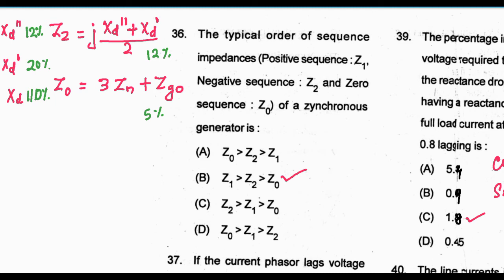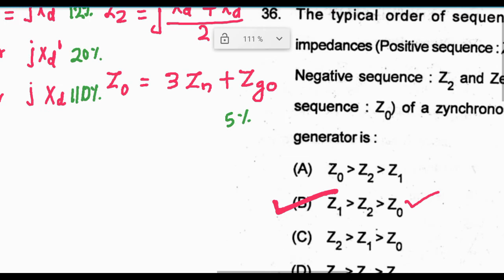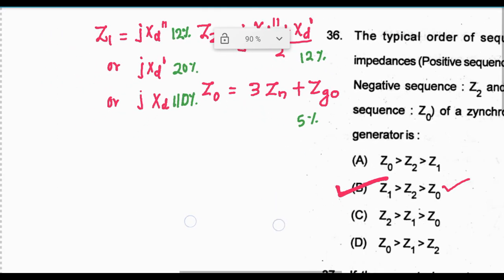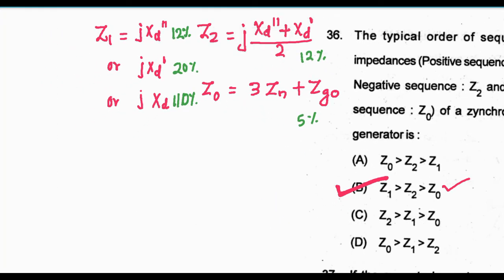Typical order is Z1 is greater than Z2 is greater than Z0. Z1 is the highest value, because generally Z1 is equal to jXd'' (sub-transient reactance) in case of sub-transient, equal to transient reactance in case of transient, and equal to direct axis reactance in case of steady state value. So in all the cases these values are higher than both Z2 and Z0.